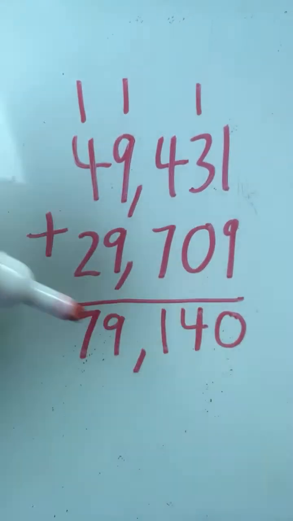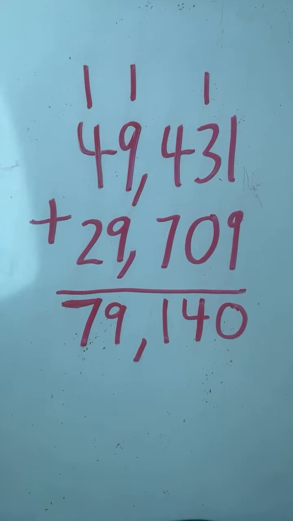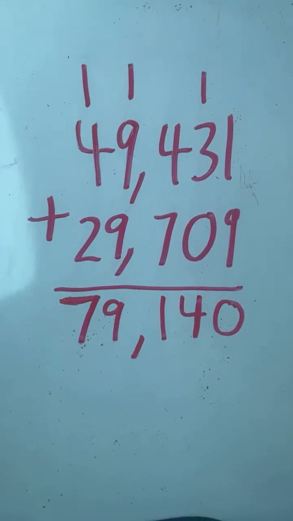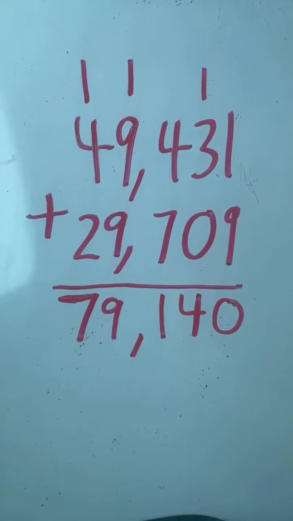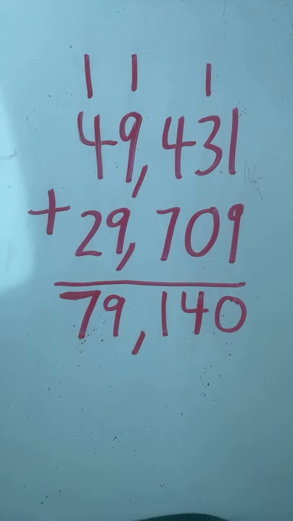And we have our final answer. 49,431 plus 29,709 equals 79,140.